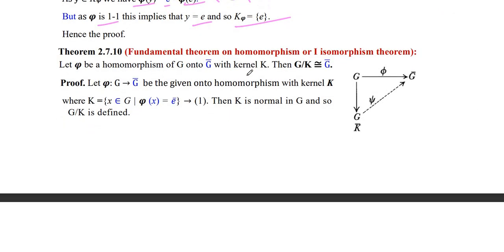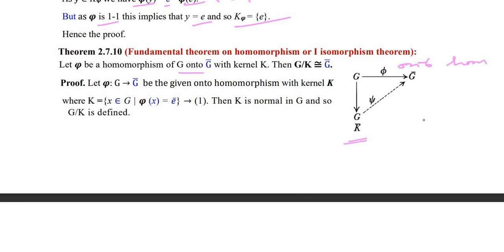Now the fundamental theorem on homomorphism, or first isomorphism theorem, states that if phi is a homomorphism of G onto G bar with kernel K, then G mod K is isomorphic to G bar. Phi is a mapping from G to G bar that is given to be an onto homomorphism.